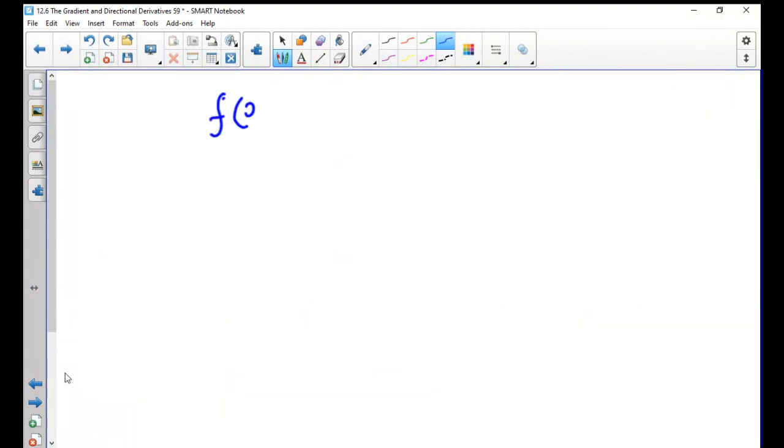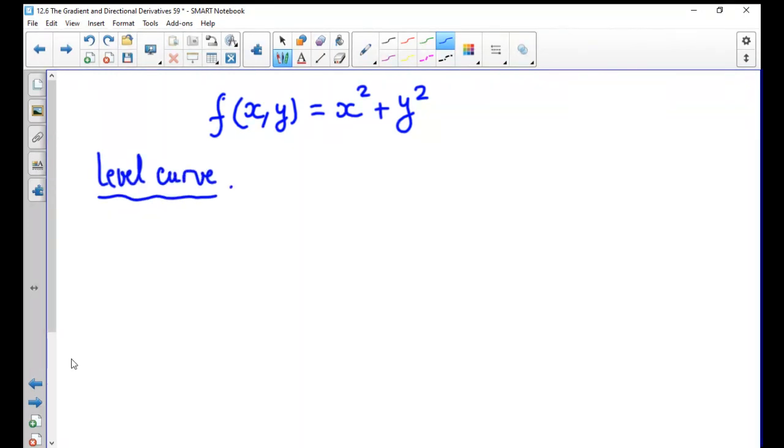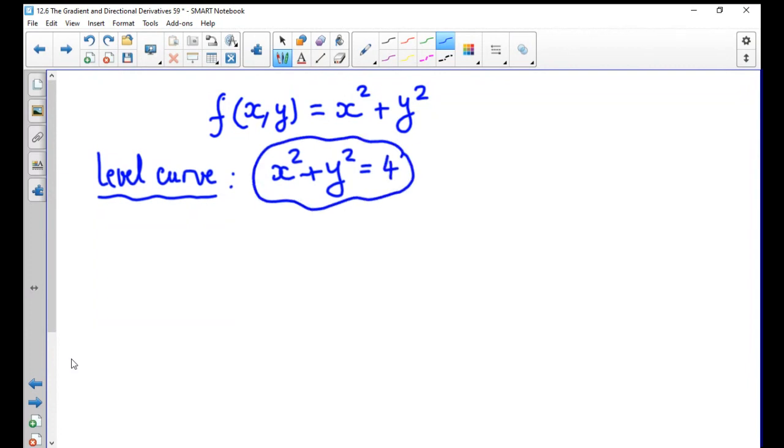Suppose you will understand this fairly quickly, I hope. Suppose you take the function x squared plus y squared, and I consider one level curve of this function. That means x squared plus y squared equal to a constant. Let's say we take a constant 4, yeah? Like this.